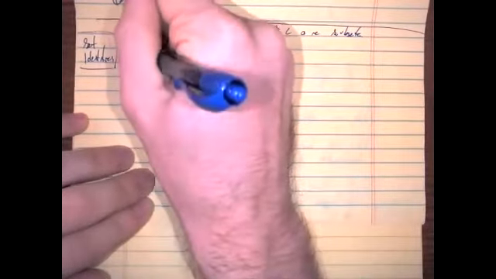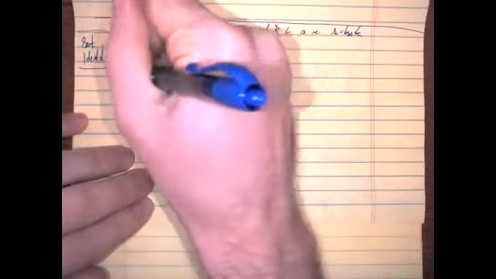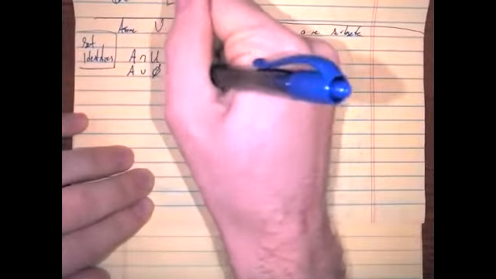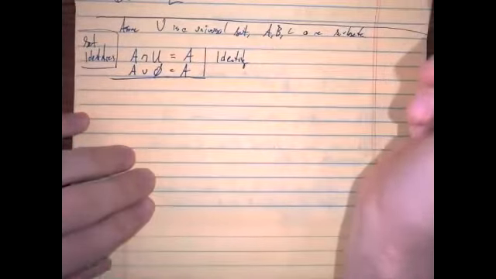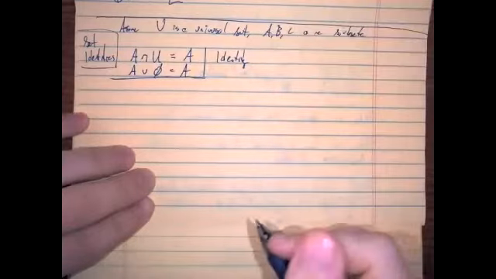So assume U is a universal set, and then A, B, and C are subsets. Then we have this long list. A intersect the universal set is equal to A. A union the empty set is equal to A. And these are going to be called the identity laws. Or identity relations, maybe. I don't know. I'll just write identity.